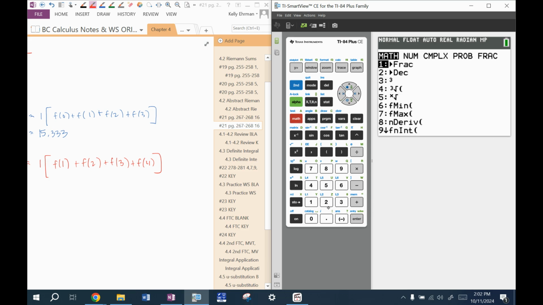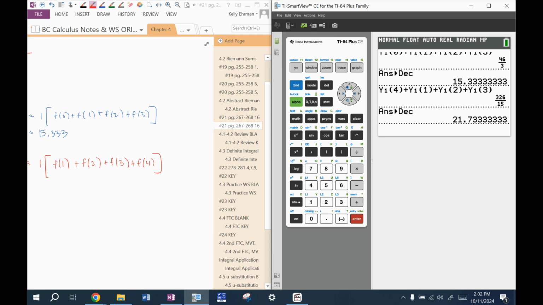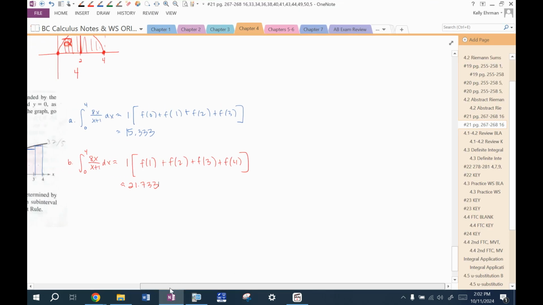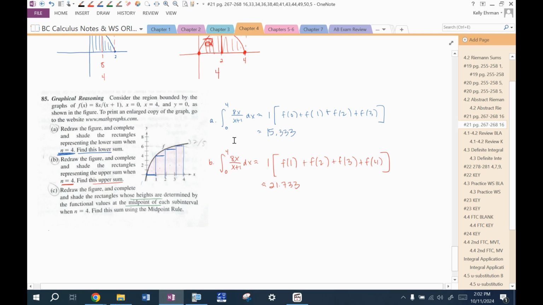What is this as a decimal? 21.733. I like getting the decimal version for those because my brain is not going to easily compare the fractions when they're in those forms. But yeah, so far we have a lower and an upper. Okay, and then part C, this is the first time we've had to do this. Find the midpoints. So the midpoints are going to be 1/2, 1.5, so 3 halves, 5 halves, 7 halves. So those rectangles are going to be like this. Kind of hard to sketch that in.